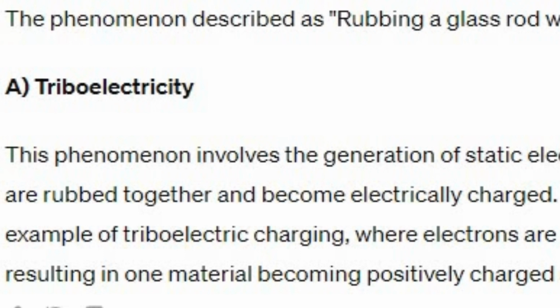The phenomenon described as rubbing a glass rod with silk cloth is best represented by triboelectricity. This phenomenon involves the generation of static electricity through friction when two materials are rubbed together and become electrically charged. Rubbing a glass rod with silk is a classic example of triboelectric charging, where electrons are transferred between the materials, resulting in one material becoming positively charged and the other negatively charged.